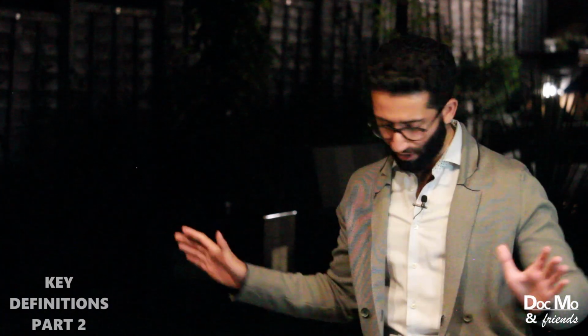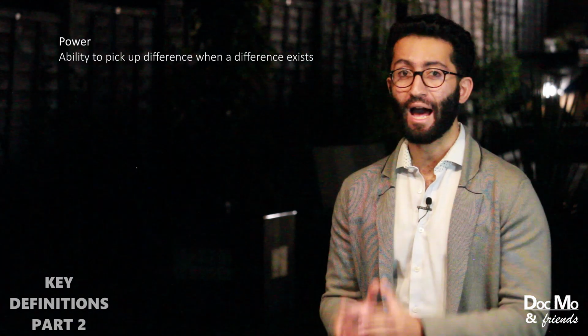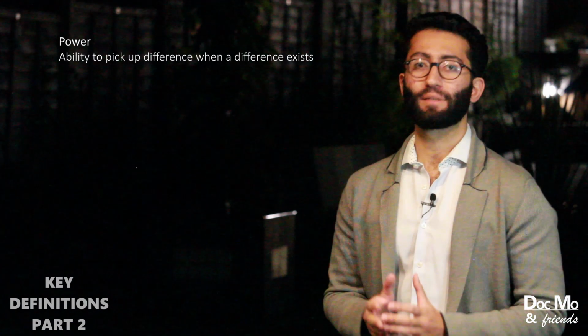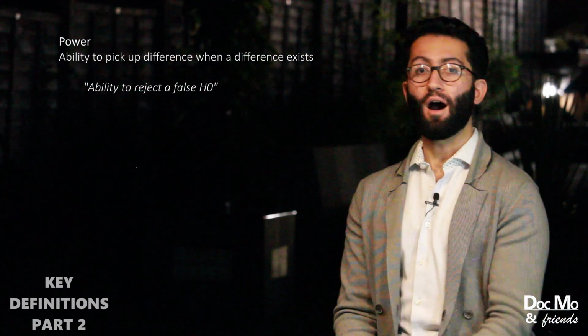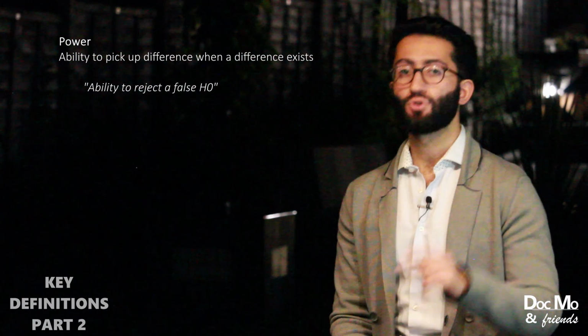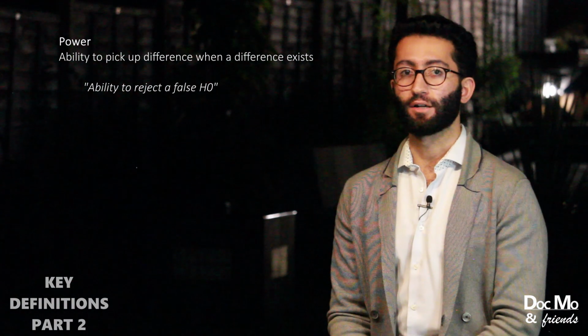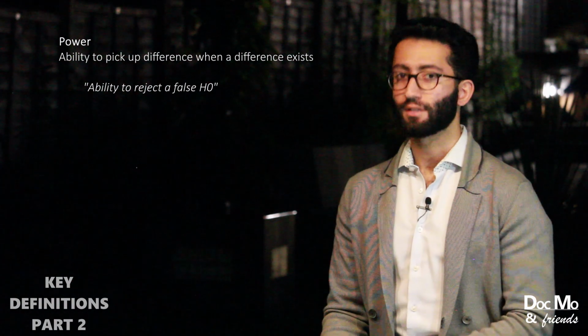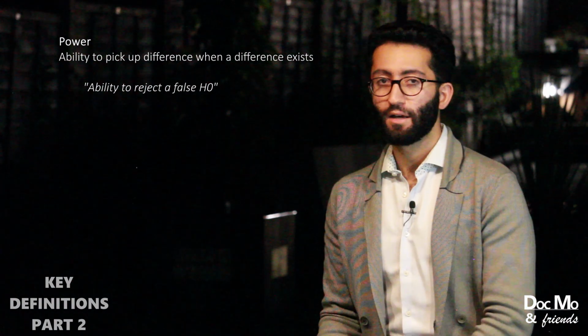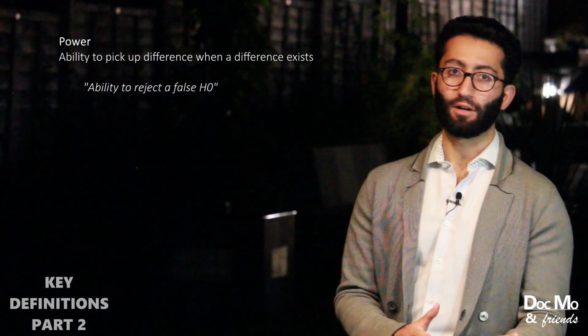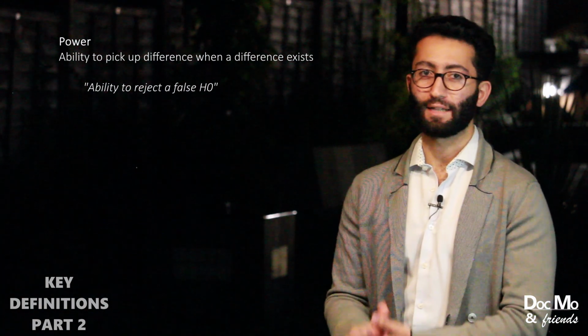Okay, and this moves us on nicely, finally, and I promise this is our final definition, onto the definition of power. Power is the ability to pick up a difference when a difference exists, i.e. it's the probability of not making a type 2 error. I know that can be quite confusing, so if you want, pause the video at this point, go back to our definition of type 2 error, and then try to work out why that sentence makes sense.